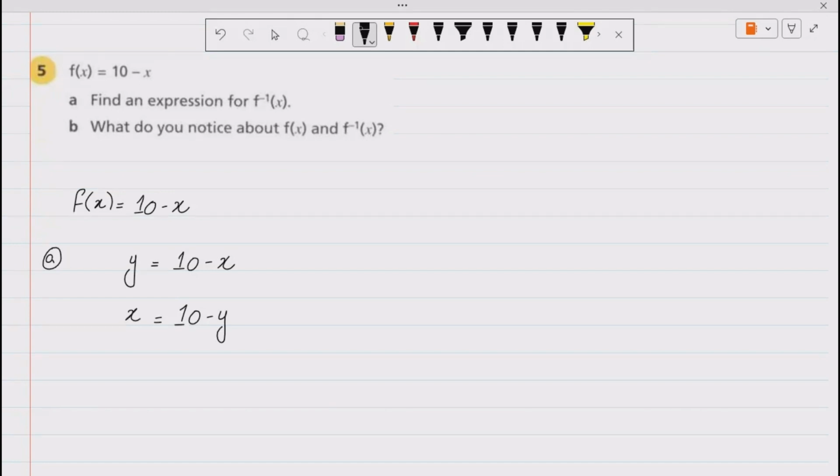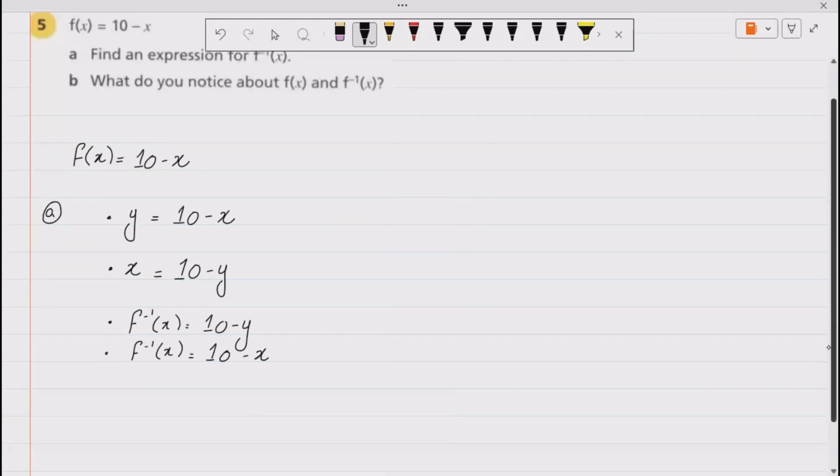So this is the first step. The third step is we call this x f inverse of x, and this is 10 minus y. And the fourth step is f inverse of x equals 10 minus x. Usually we can do steps 3 and 4 in one step, but sometimes students make mistakes. Instead of y, they write f inverse of x, and instead of x, they write y. So to eliminate the confusion, do these two steps separately.